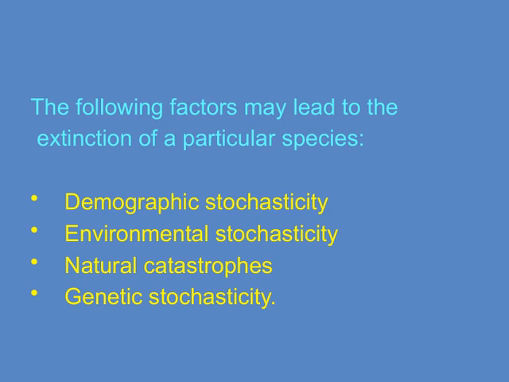Now, let's talk about some of the key factors that can lead to the extinction of a particular species. First up is demographic stochasticity, which refers to the random fluctuations in birth and death rates within a small population. These small changes can have a huge impact, especially on endangered species.